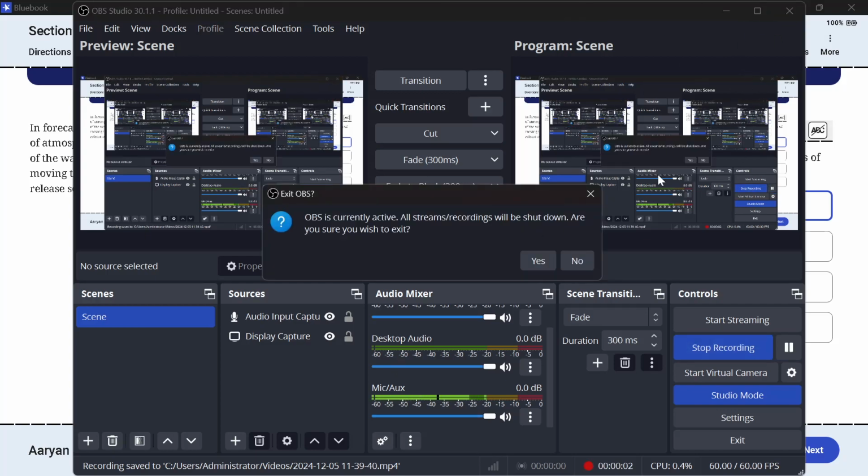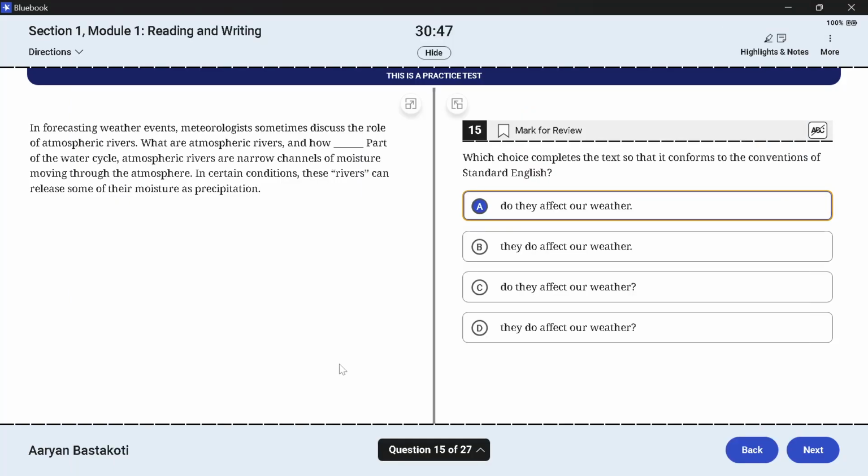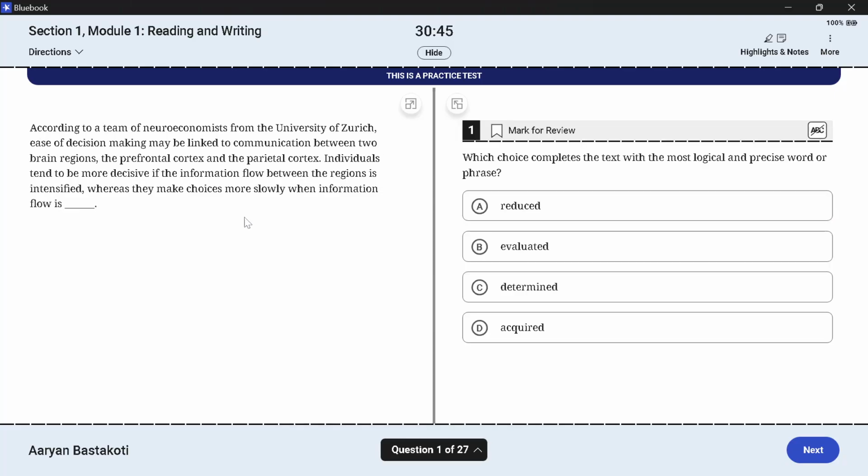Hello guys, today we'll be practicing SAT question 5 and I've already begun it. For SAT questions of the English test, I recommend starting with the grammar section usually, but for now let's start in a normal way. Questions 1 to 27.